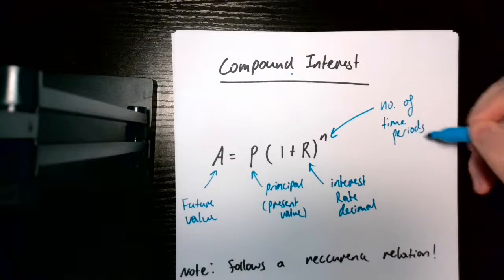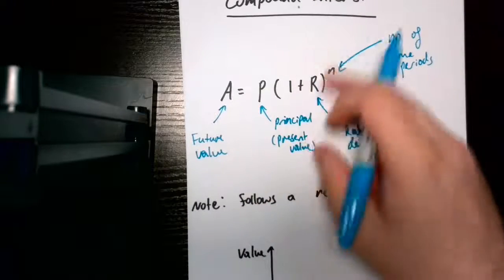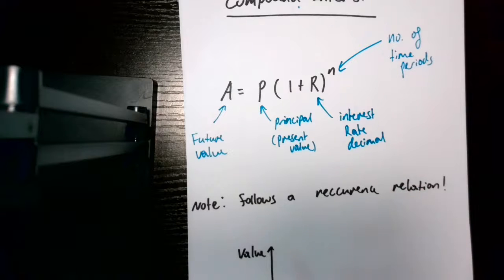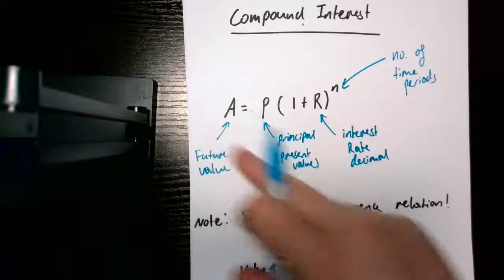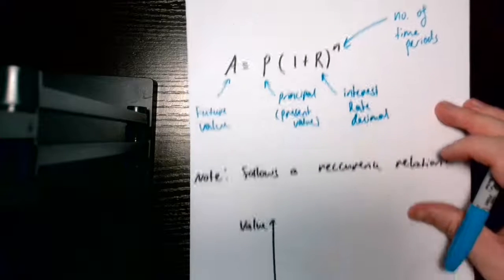Now, I've got a note here to tell you that our compound interest, when we're using this formula, actually follows a recurrence relation. You've probably heard of recurrence relations when we've been talking about geometric sequences and series. I'm going to show you that compound interest actually follows the pattern of a geometric progression. I'll show you where that comes from.